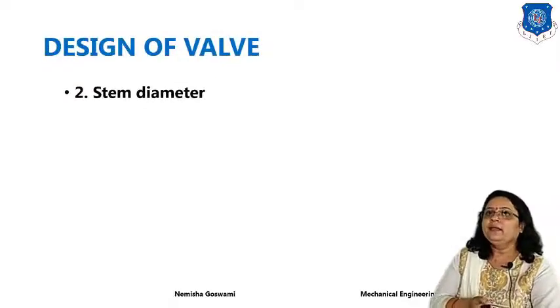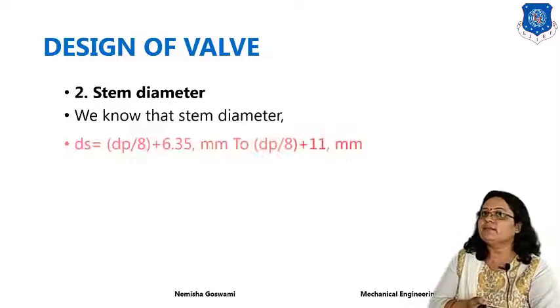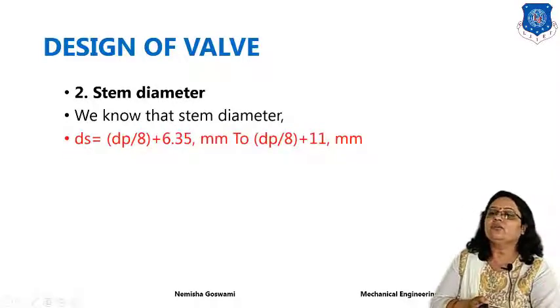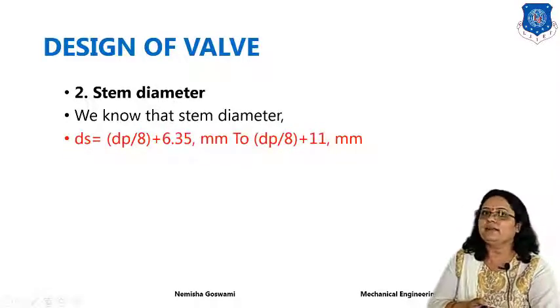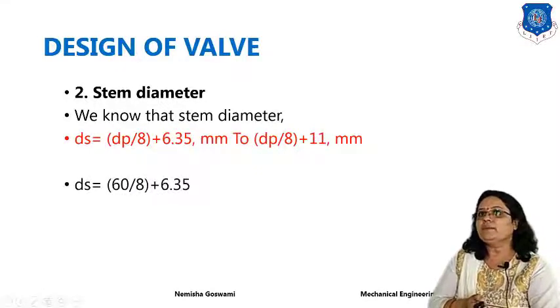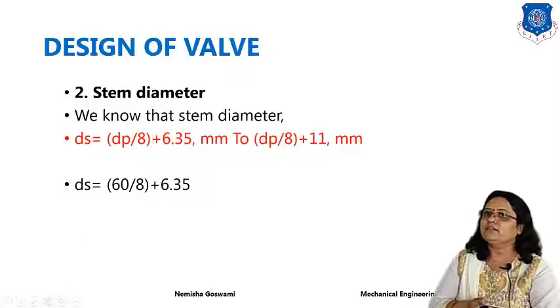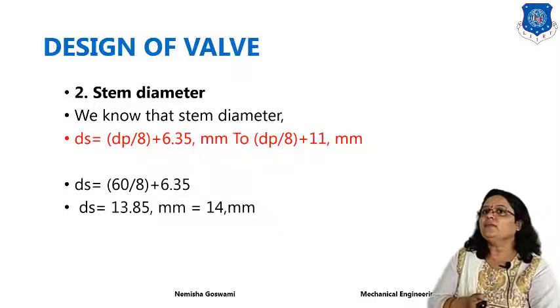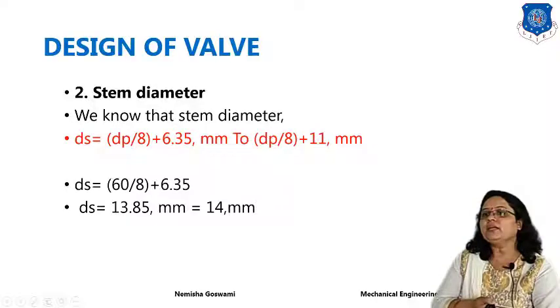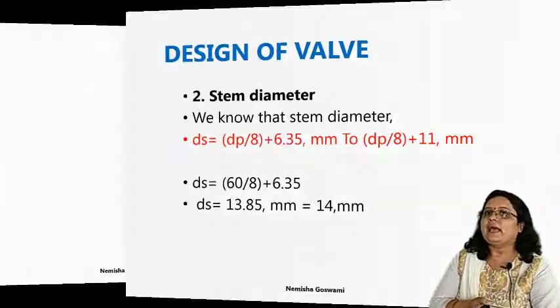Right? Next is your stem diameter. So what is the stem diameter? Its value is already a constant; we have seen it in the design procedure. So we will just put the value of dp. So dp is 60, divided by 8, plus 6.35. So you will get 13.85, or approximately you can say 14 mm.